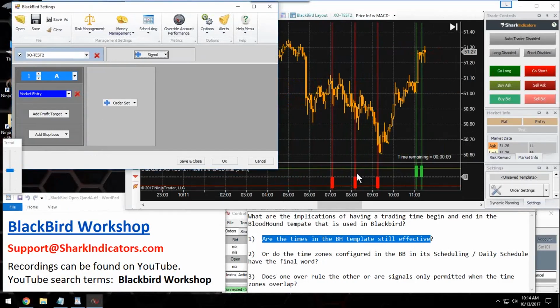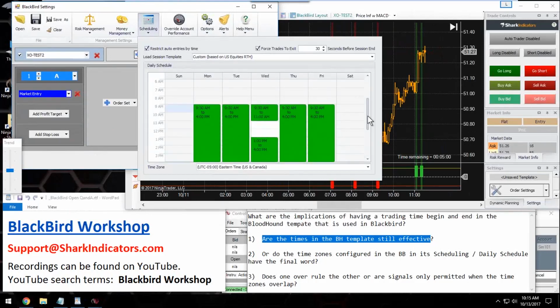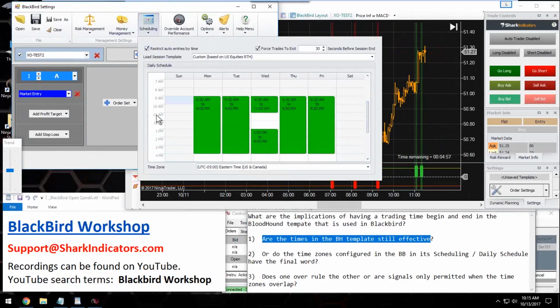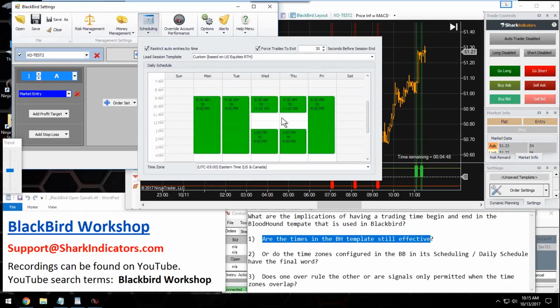So as we can see, the signals still show up in BloodHound. And if we look at the scheduler, I blocked out, let's do this twice here. Let's make this change. There we go. So Wednesday and Thursday. And actually I'll do it Friday. Let's just say we don't want to trade during this 2-hour lunch hour here.